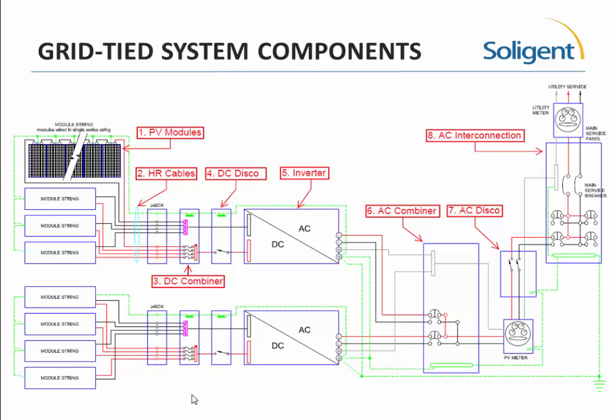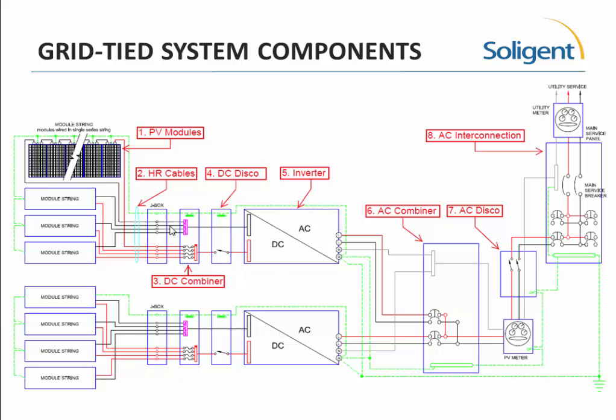So this is the same drawing we've seen in part 1 and part 2. We've gone over PV modules, home run cables, combiner boxes, DC disconnects. Now we're up to inverters and our choices there, and our AC combiner, AC disconnect, and our actual point of interconnection. We can see by this diagram we have two inverters.